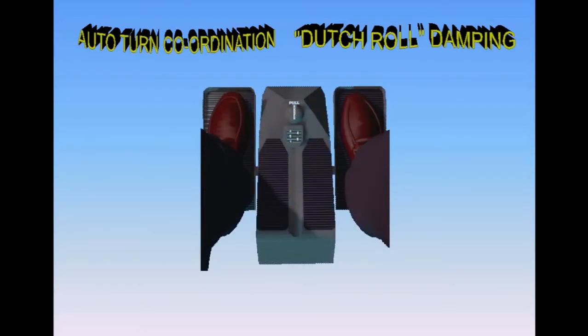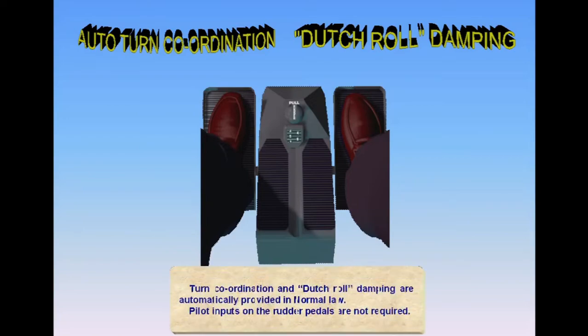Turn coordination and Dutch roll damping are automatically provided in normal law. Pilot inputs on the rudder pedals are not required.